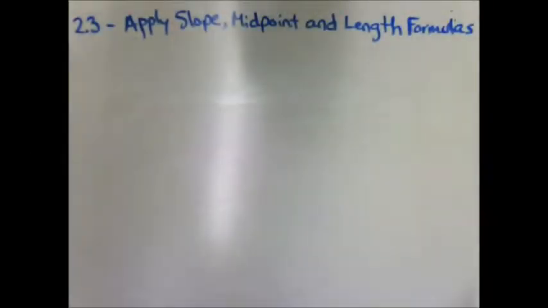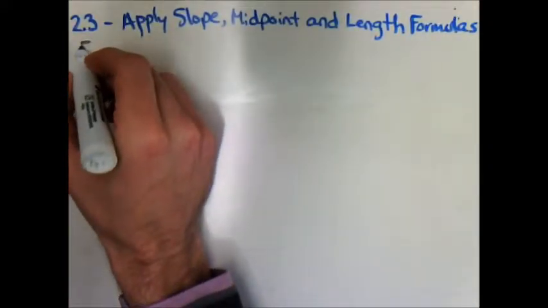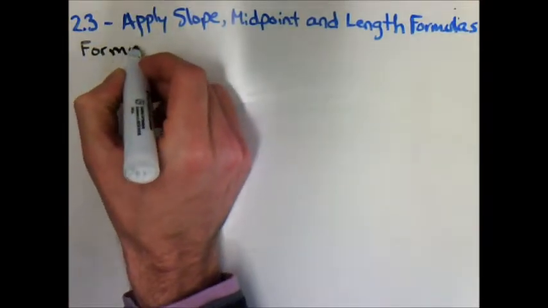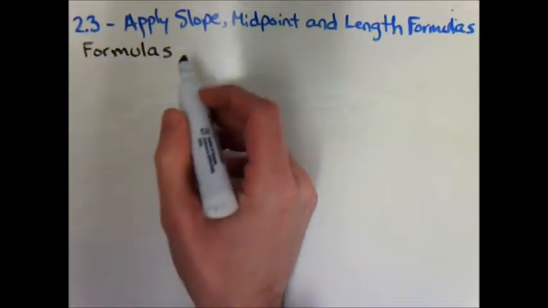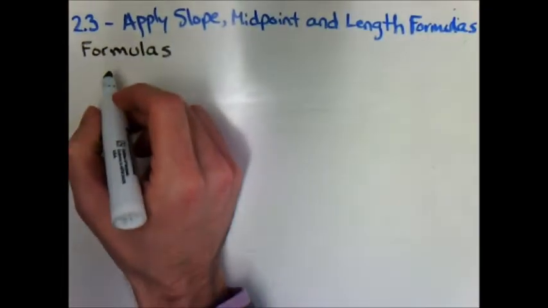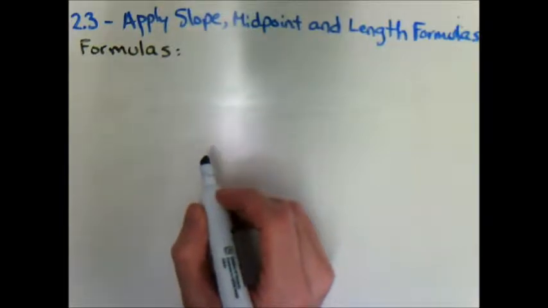Okay, this is lesson 2.3. We are going to work on applying our slope, midpoint, and length formulas. So, step 1, does anybody remember what some of these formulas are? What formulas do we have? Yeah, we have the ones right there. We have a formula for slope, midpoint, and length. But we also have one for the standard equation of a line. What's that one?